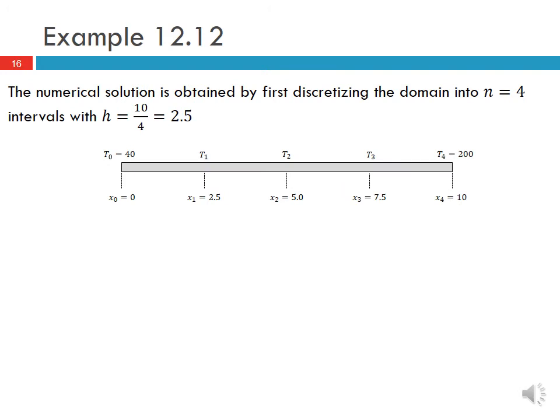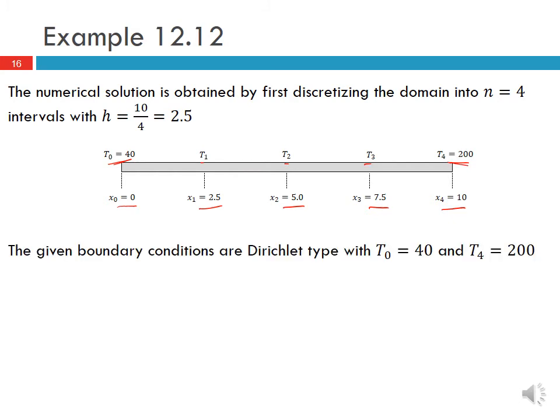So the numerical solution is obtained by first discretizing the domain into 4 intervals, with h equal to the total length of our domain 10 divided by the number of intervals 4, which is equal to 2.5. So you can see the values of x here are 0, 2.5, 5, 7.5, and 10. Our boundary conditions at x equals 0, we've got 40. At x equals 10, we have 200. And then the temperatures at the internal points are unknown.